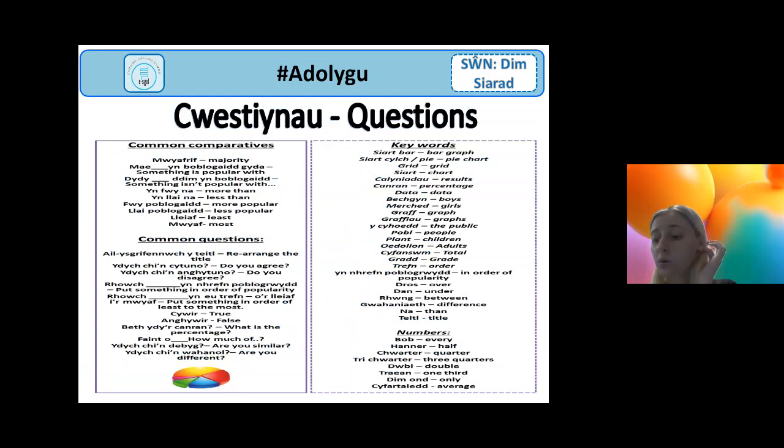So does anyone have any final questions that you'd like to ask before we finish the session? Any questions, just type in the chat. Da iawn, I can see some people have shared their answers as well from the previous task, which is brilliant. Okay, a lot of comparatives are also coming up in the exam. So fwy poblogaidd, more popular, llai poblogaidd, less popular, mwyaf and lleiaf, most and least, are really good phrases that you could use. So remember, if you have any more final questions, you can type in the chat.